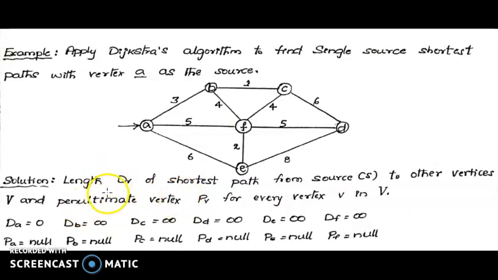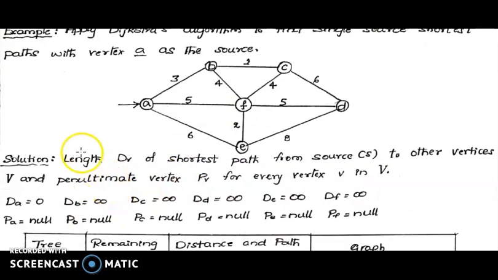Okay. So now what you are going to do: initially, the length d of v of the shortest path from source S. I have considered source vertex as A in this particular graph. From the vertex A to reach B, I have a direct edge with a minimum cost 3. Similarly, to reach the vertex F, I have a direct edge with cost 5. Similarly, to reach from A to E, I have a direct edge with cost 6.